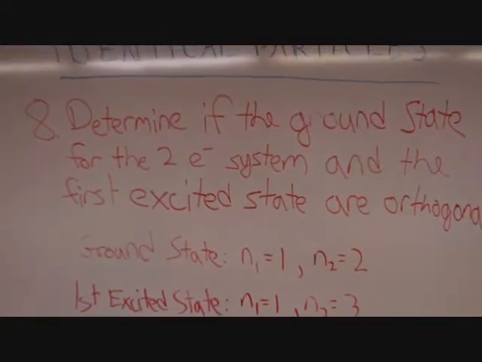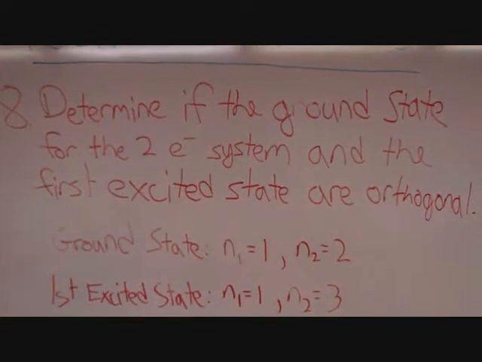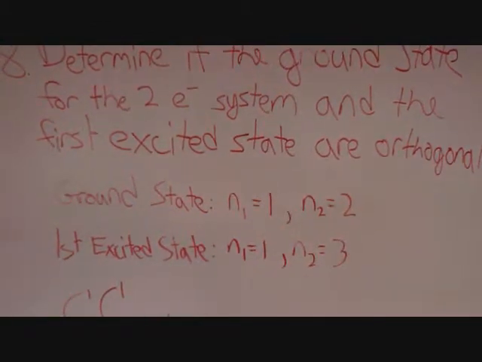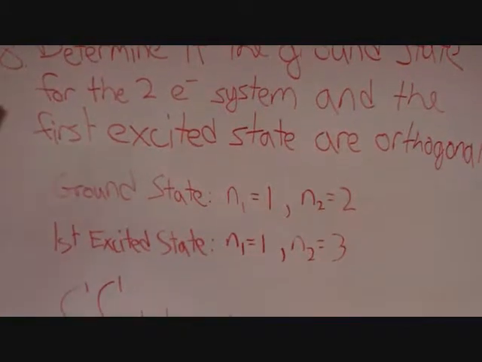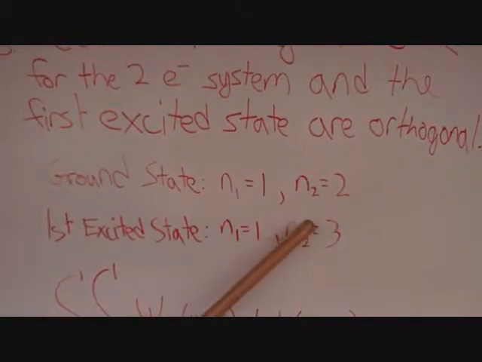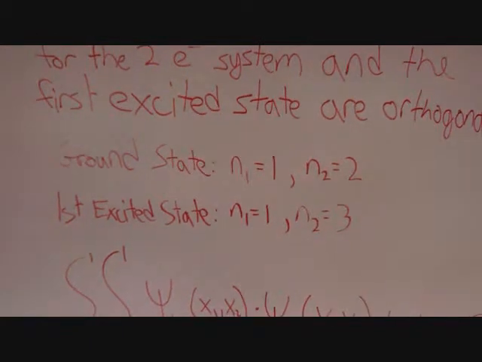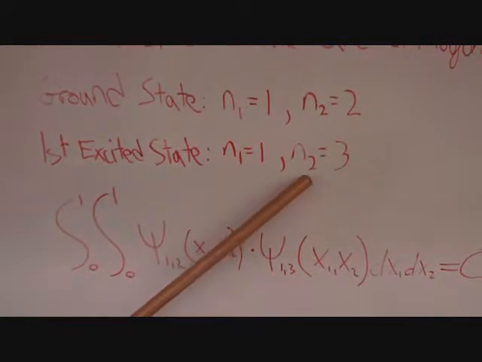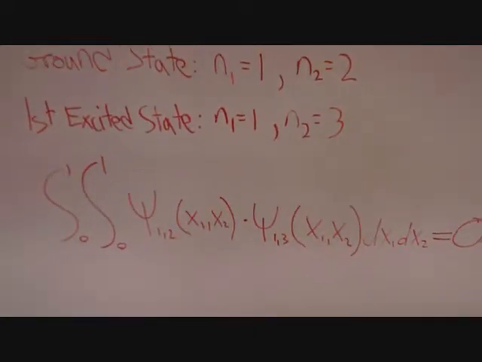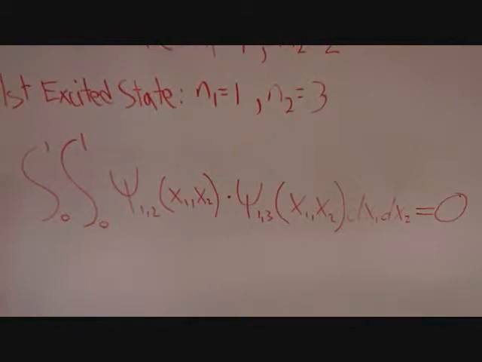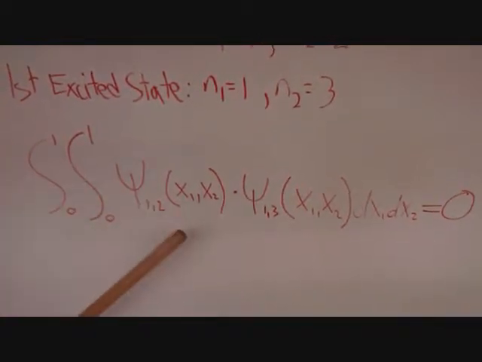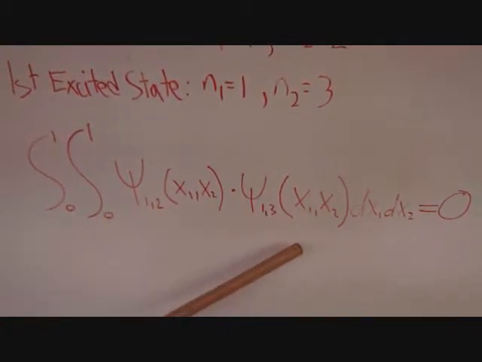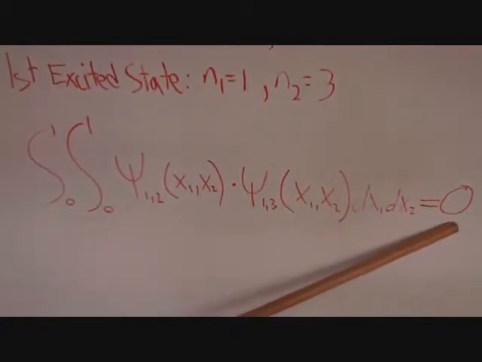In order to determine if the ground state for the two-electron system and the first excited state are orthogonal, we first had to define two wave functions. The first wave function for the ground state was defined with the principal quantum number n1 equals 1 and n2 equals 2. The first excited state wave function was defined with n1 equals 1 and n2 equals 3. In order to see if the two wave functions are orthogonal, we took the double integral with length equals 1 of the ground state wave function multiplied by the first excited state wave function and evaluated that to see that it equals 0, which proves that it is orthogonal.